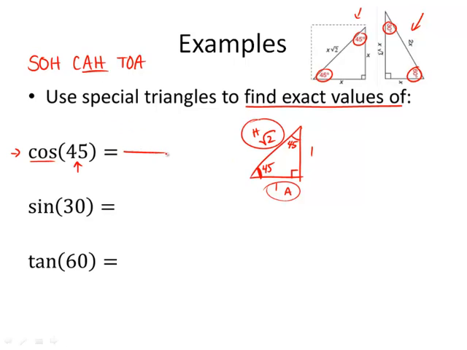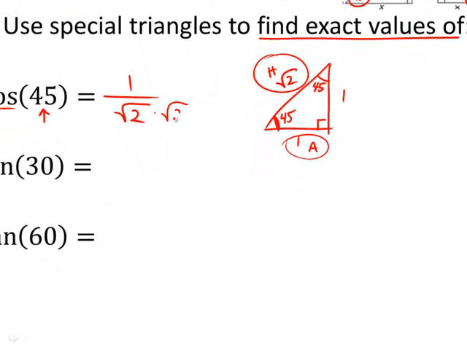So if we take our adjacent 1 over hypotenuse root 2, that would be the exact value for cosine of 45. Now you can check that on your calculator, type in cos 45, and then type in 1 over root 2 and see if they're actually the same. You'll find that they are. But 1 over root 2 is a more precise way, a more exact way of writing it. However, we need to remember that we cannot leave any roots in the denominator. So that would mean we would have to multiply by root 2 to get it out of the denominator, which gives us root 2 over 2.